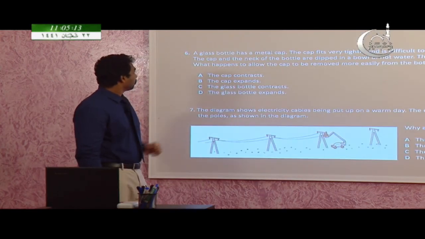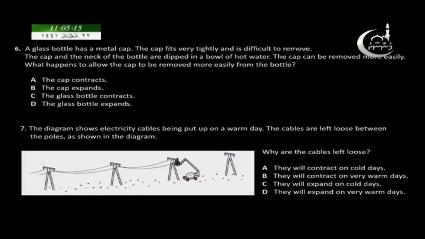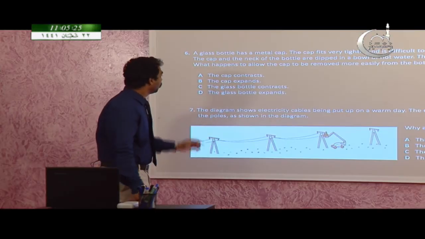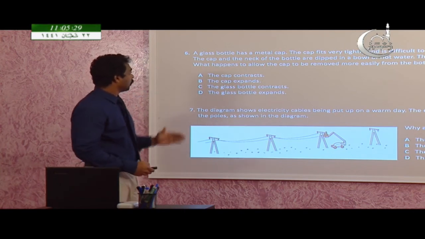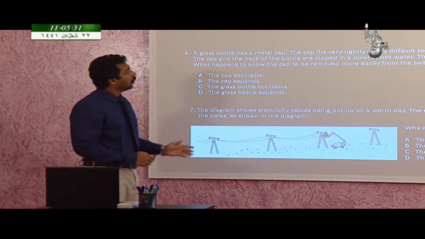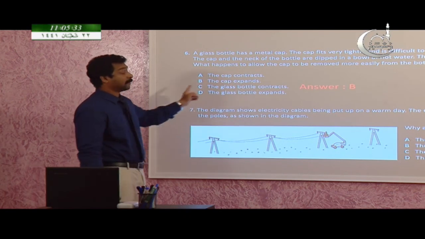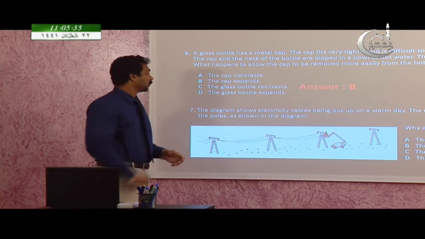Now next one, a glass bottle here, and the cap can be removed easily after dipping. So what happens to allow the cap to be removed more easily from the bottle? So here the cap contracts, the cap expands, the glass bottle contracts, or the glass bottle expands. Our answer could be B, the cap expands, so it can be undone very easily.